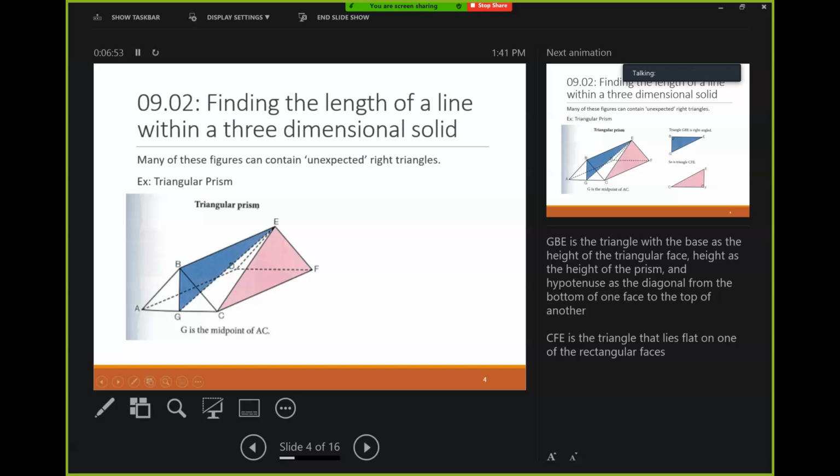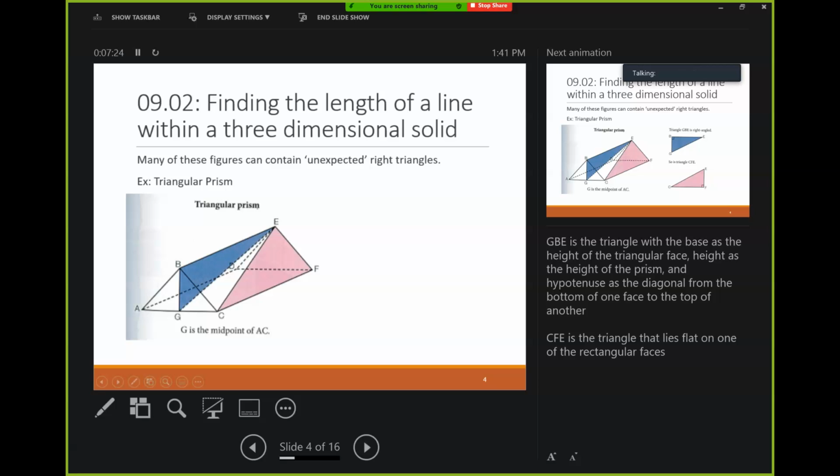Just FYI, this term prism. A prism is a 3-dimensional figure that has 2 bases that are parallel, and then the sides of it are all rectangles. Those rectangles don't necessarily have to be the same size, but all the faces that attach to the 2 bases are all rectangles, which is what we have here. 2 triangle bases and then 3 rectangles that connect them. And everybody's okay with that?